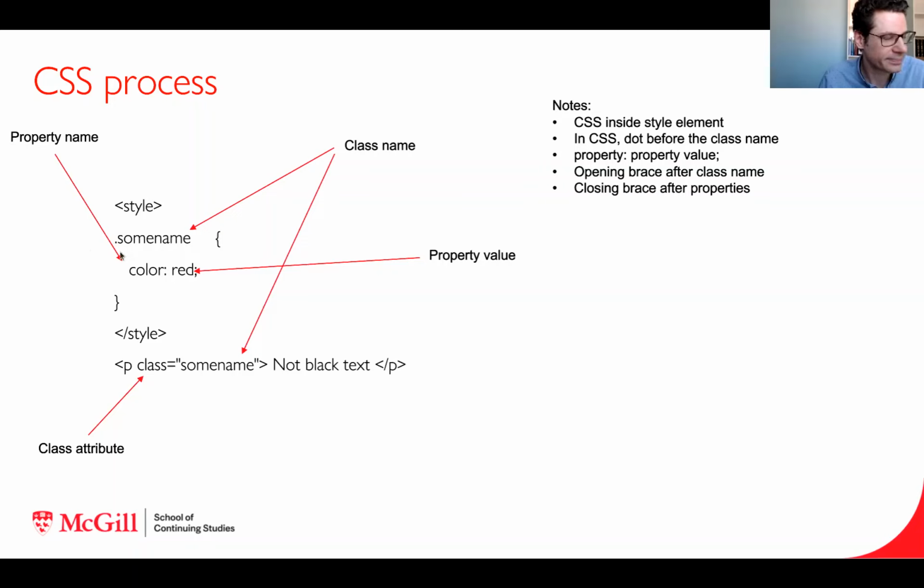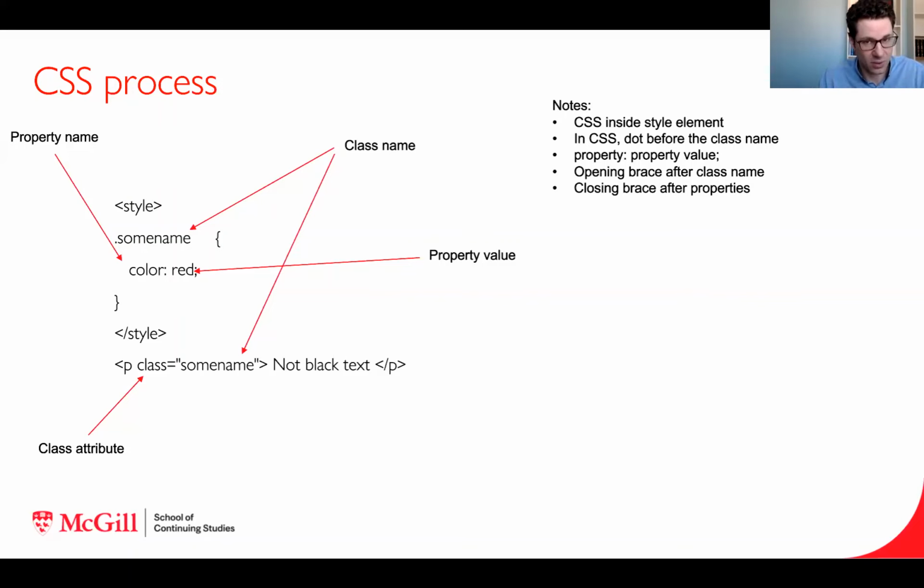Also, the dot's important. So notice in the HTML, I have a class attribute and the value some name. And in the CSS, I have dot some name followed by curly bracket, closing curly. In the middle, I have the property name and property value. So what's in the middle here will determine what changes will be applied to the element. And the color property name is used when you want to modify the font color. And red is the value, so the text color is going to be red. Also notice there is a colon between color and red.